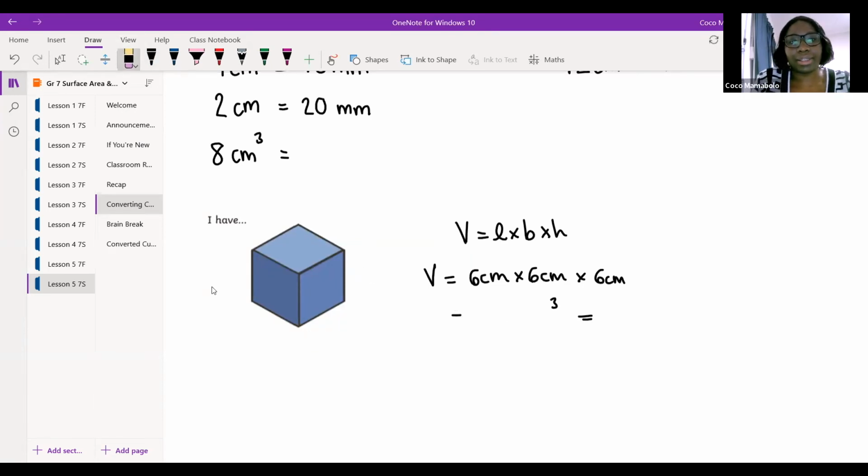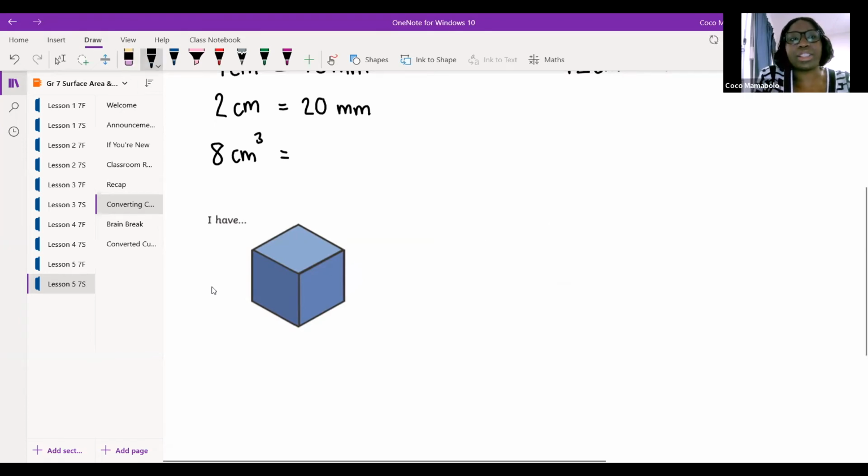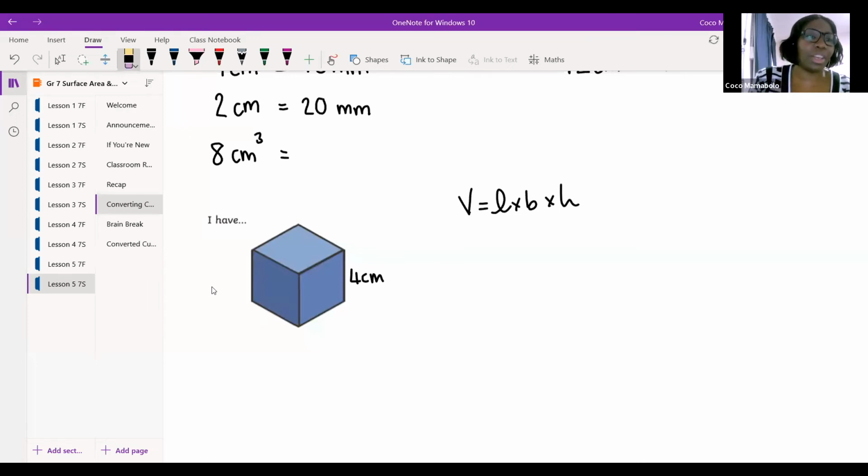So, guys, I know most of you are going to get this within 3 seconds. Okay, this is 4 centimeters. For those of you who understand how to do this, pop the answer in the chat. You already know how to do it. Give me an answer, guys.